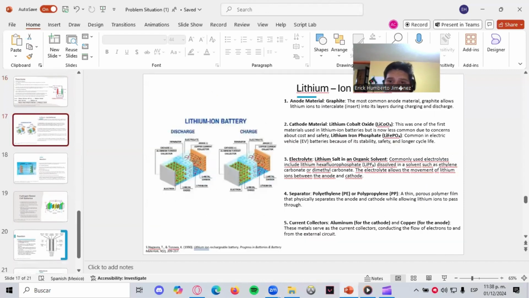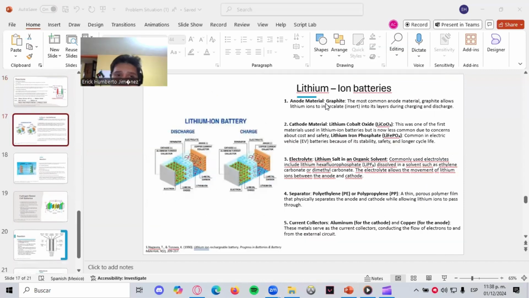Then we have the lithium-ion batteries, where the main anode material is graphite because it is the most commonly available. Then we have the cathode material, which was lithium cobalt oxide, and is now lithium iron phosphate because it is safer, more stable, and has a longer life cycle. Then we have the electrolyte, a lithium salt in organic solvent, commonly a solvent such as ethylene carbonate. It allows for the movement of lithium ions between the anode and the cathode.